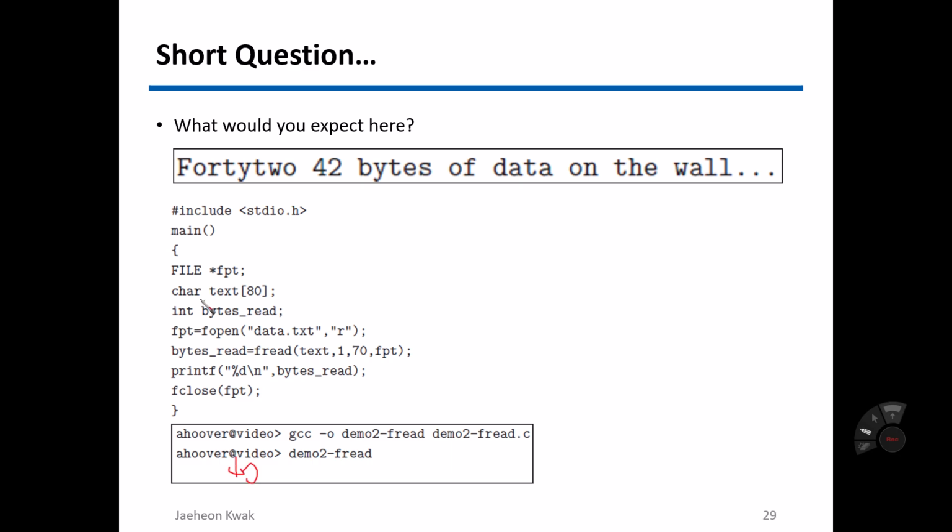The size of this variable is 80, and this fread function will try to read 70 bytes. However, the size of this file is 40 bytes, right? So as I told you before, fread will return how many elements are read or written. This function will read 40 bytes, and it will return 40. So the answer was 40. It is clear, right? Okay.